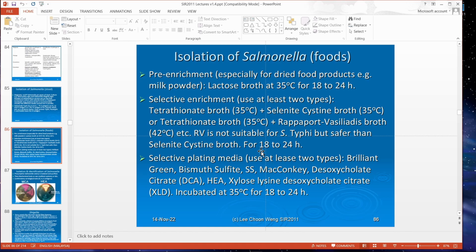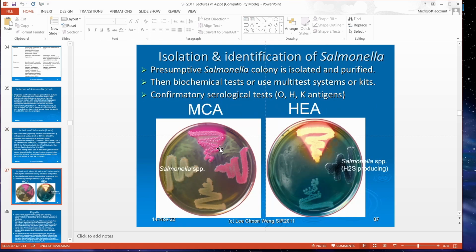to carry out the identification step. Okay, we'll do the dilution streaking, and from there we can see the color. So this is MacConkey, and this is Hektoen enteric agar. So you can see these are lactose fermenters, so it's red, but salmonella are not lactose fermenters, so it's colorless. For Hektoen enteric agar, you can see salmonella produces H2S, so it's blackish.